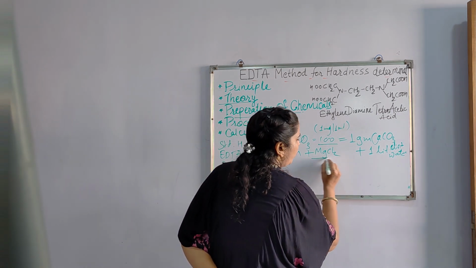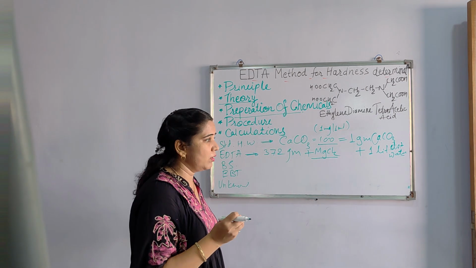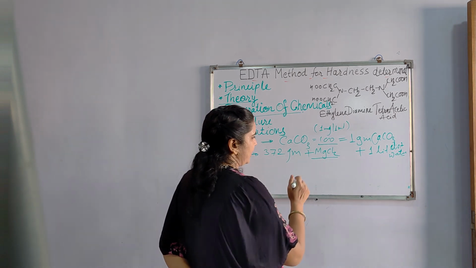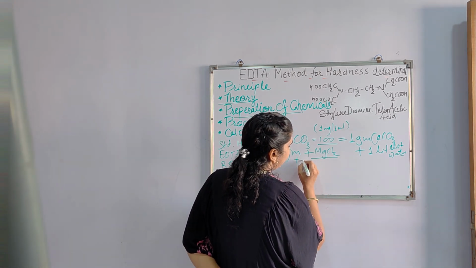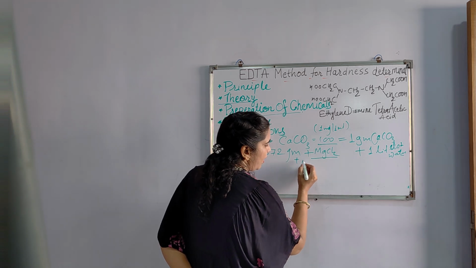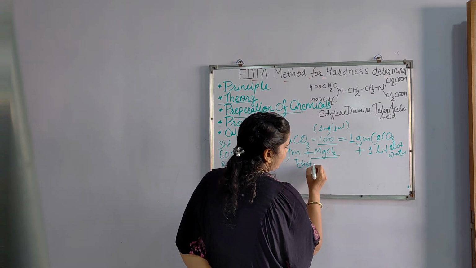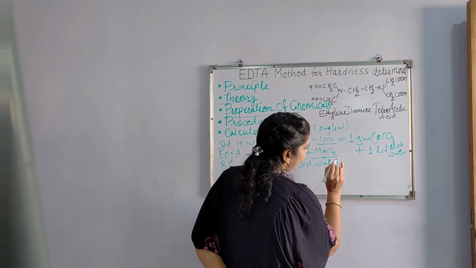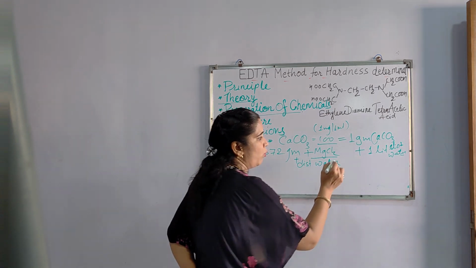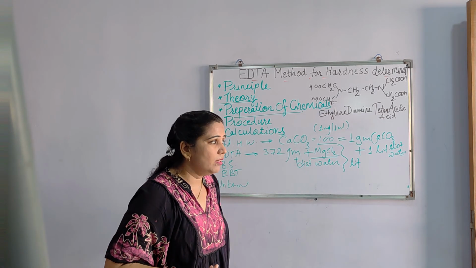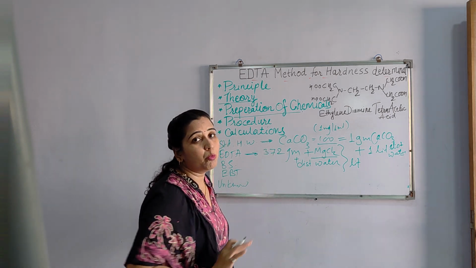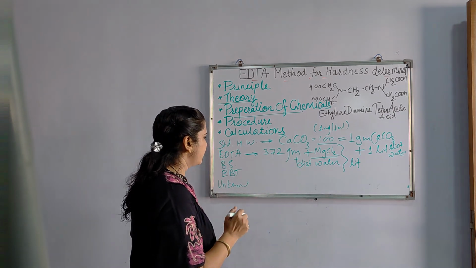So just a few drops of this MgCl2 is added there. MgCl2 plus this 372 grams of EDTA solid, that is a disodium salt, and the remaining solution is prepared by adding distilled water again to make it a total of 1 liter. According to how much we need, we can change the proportion of these chemicals.